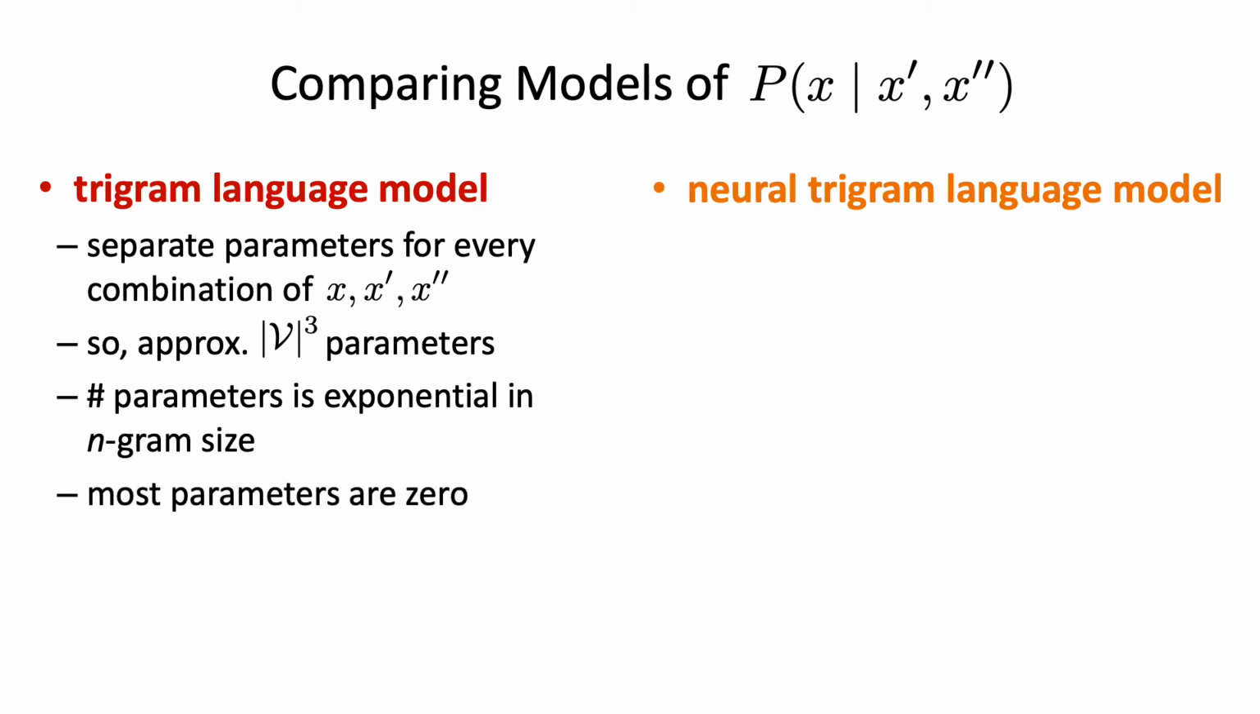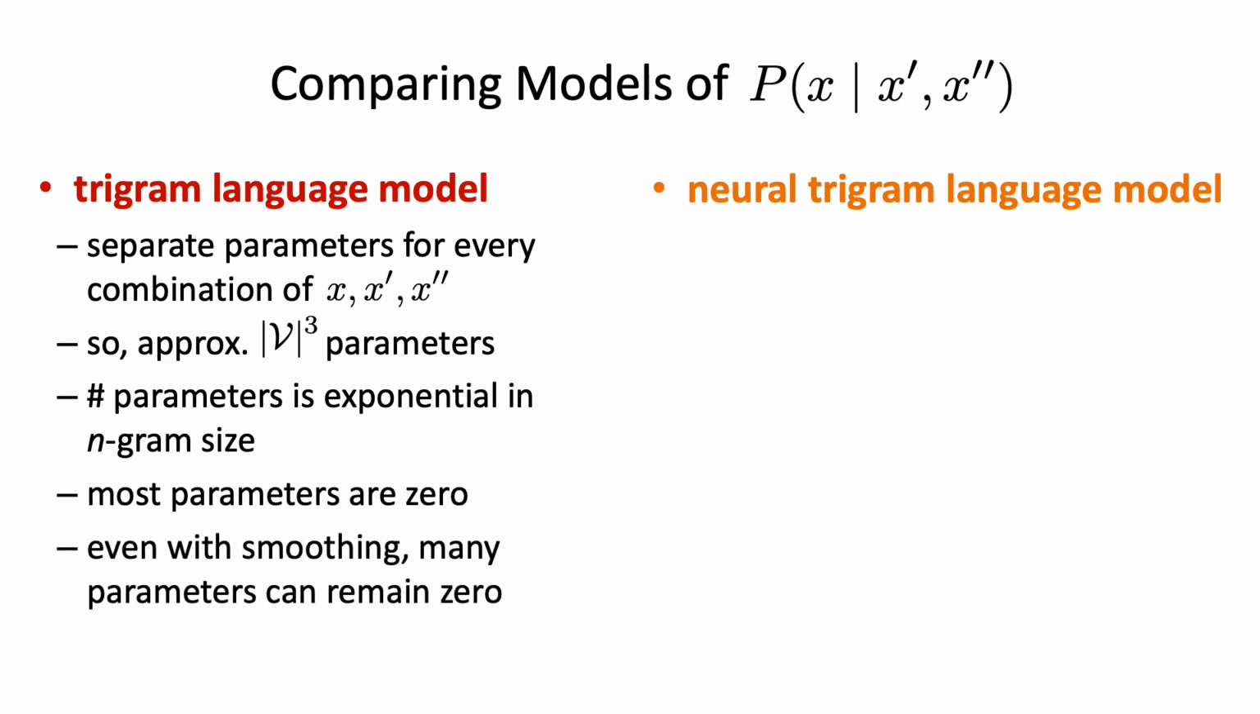However, most of these parameters are zero. Most trigrams are not observed even in very large corpora. And with certain smoothing methods like interpolation or backoff, most of the parameters still remain at zero.